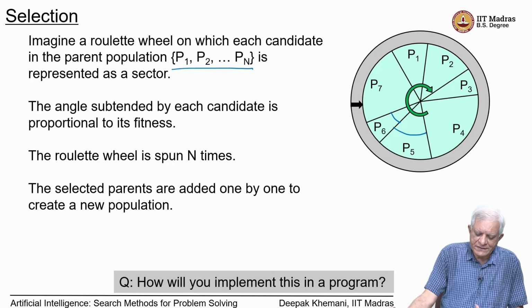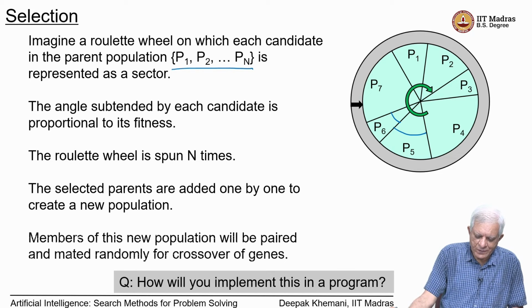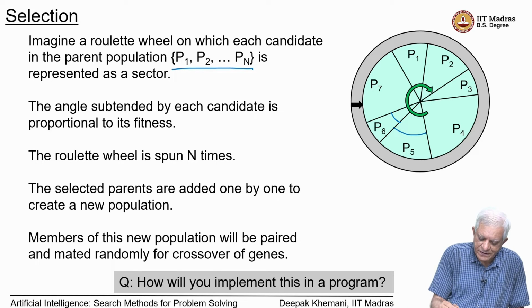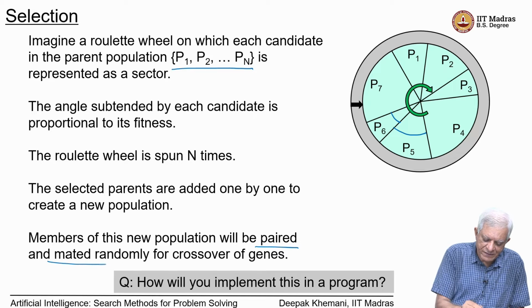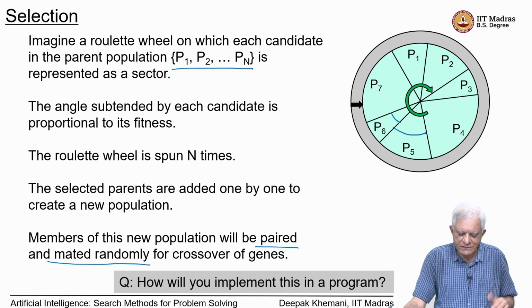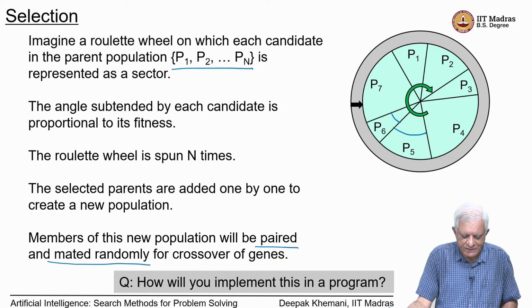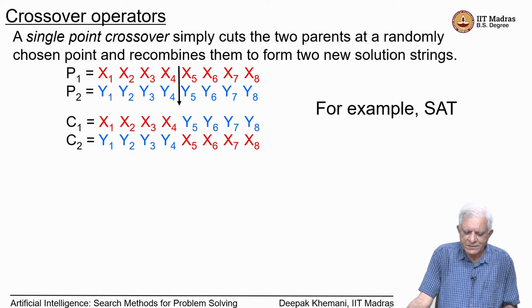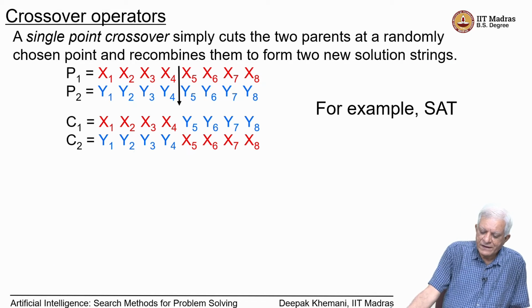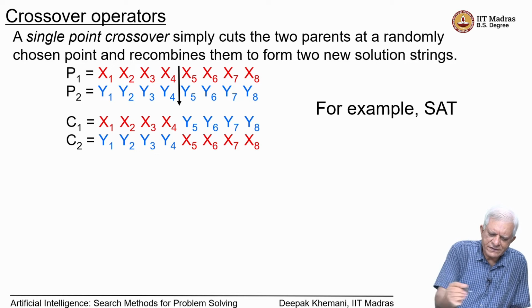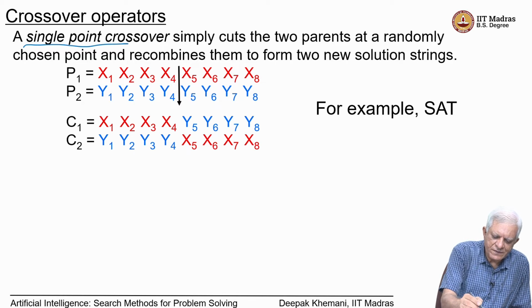The selected parents are added one by one to create a new population, as we have already said, and members of this new population will now be paired and mated randomly. So, our pairing and mating will happen randomly, unlike in the real world where it happens by attractiveness. Here we are doing it randomly, and then we will mix up the genes. That happens in this process called crossover, and this is a standard term that the genetic algorithm community uses.